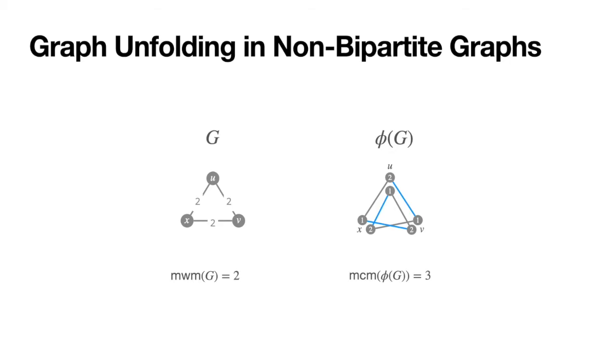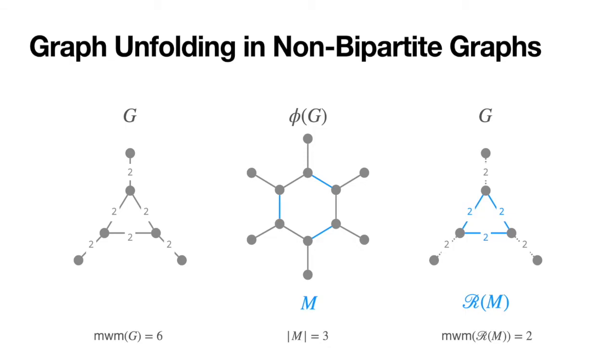Hence, the unfolded graph has a matching of size 3, whereas the maximum weight matching in the original graph had weight 2. So the unfolding theorem that matching size is preserved does not hold in non-bipartite graphs. Additionally, the refolding corollary doesn't apply.